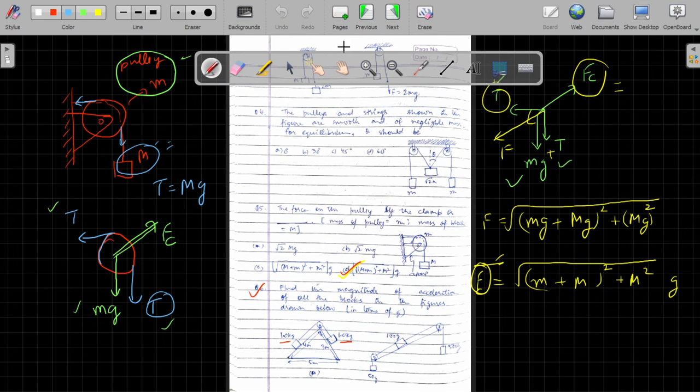Let us do the next question. In the next question, we have a 50 gram block, a 100 gram block and a 500 gram block. Here g represents gram. This angle is 30 degree, and we have to find the magnitude of acceleration.